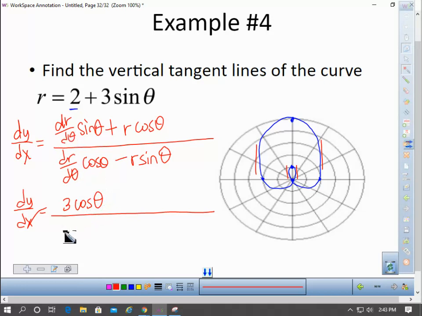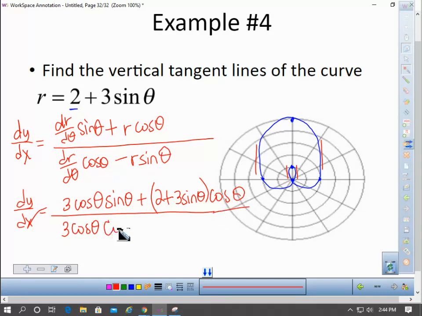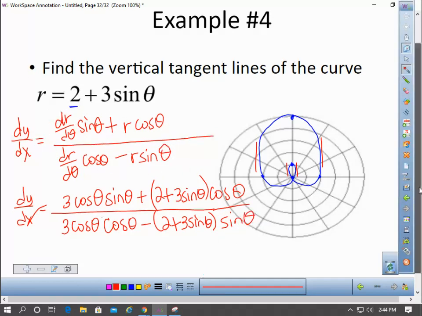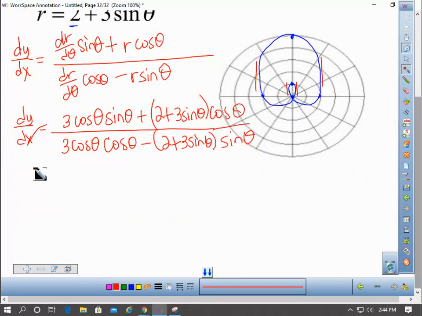And so I need dr d theta on the top and the bottom. The top gets multiplied by sine, and then we add r, we add the function, so I need to put the function 2 plus 3 sine in parentheses, and then multiply that by cosine. And then in the denominator, I'm going to put cosine minus the function r, 2 plus 3 sine, times sine. So this is just a formula for your derivative for polar functions. All right, so now I can simplify this a little bit.